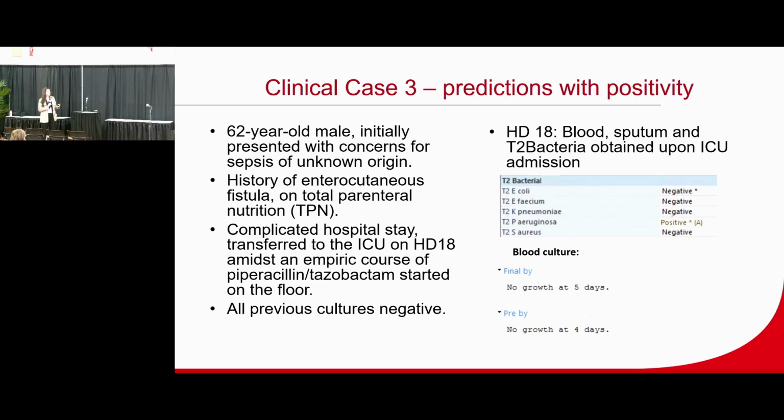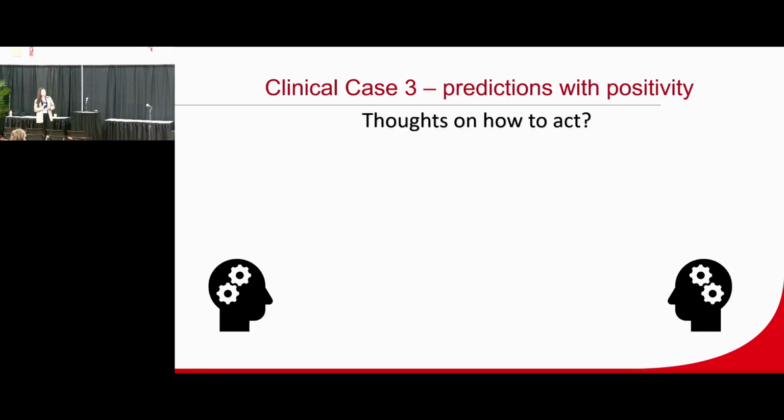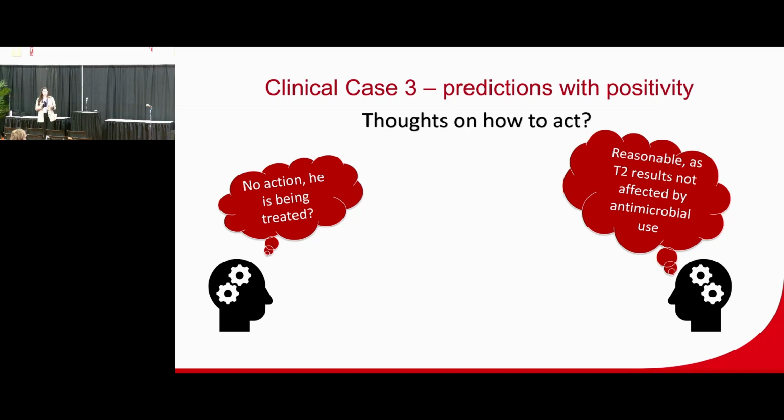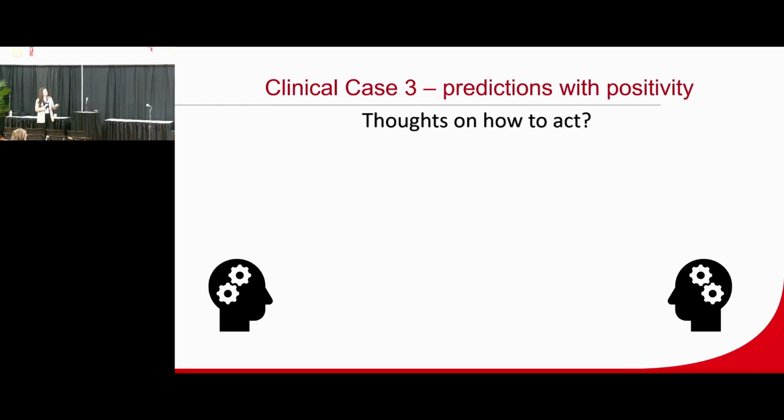So at this point, I like to think through how to act. These are some of the discussions that we had in the ICU that day. Well, do we do anything? He's being treated. He was started on piptazo. We know that T2 Bacteria is not necessarily affected by antimicrobial use, so at this point, do we not act? Which is reasonable, right? Is there anyone who maybe would have gone down this route of watching and waiting and letting him continue his piptazo course? Okay, so we would have all been on the same page then.